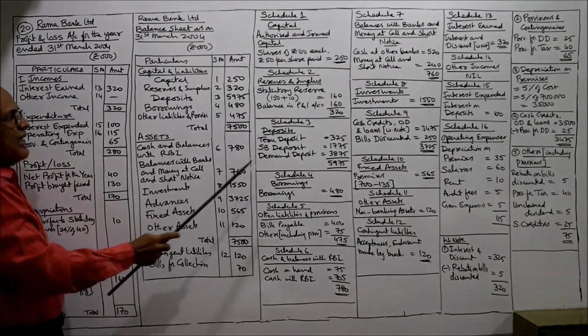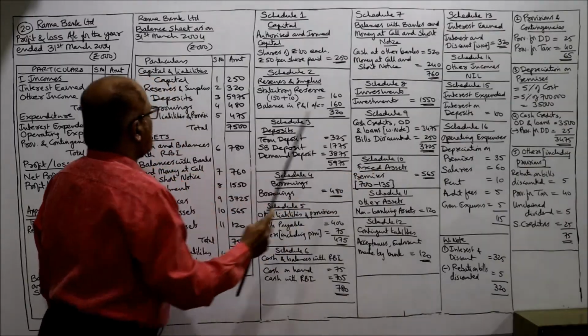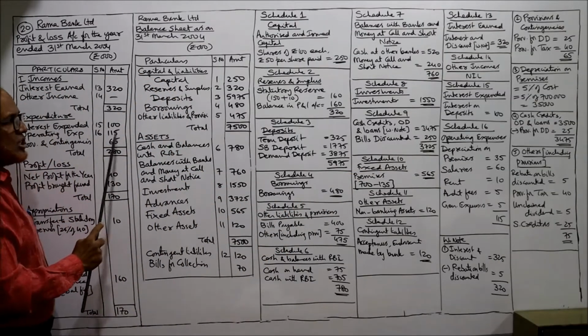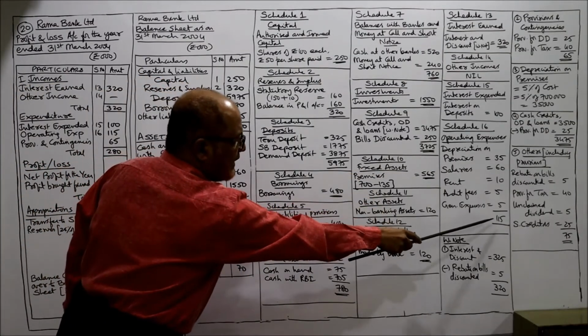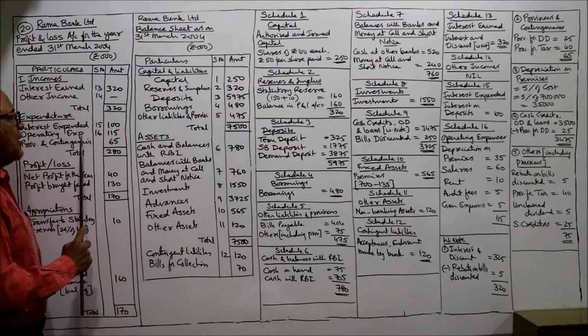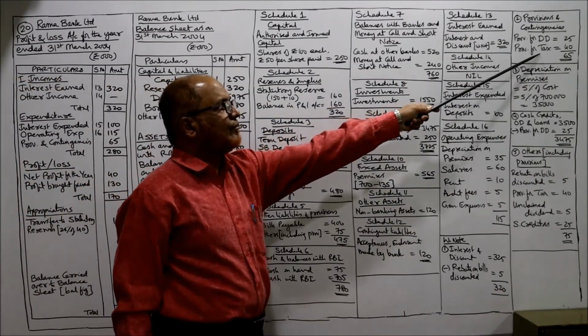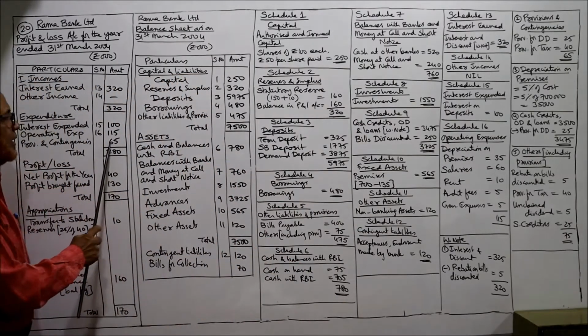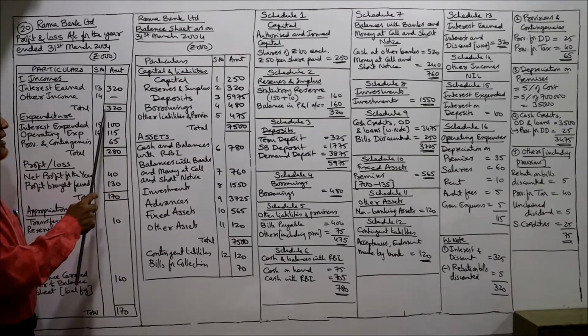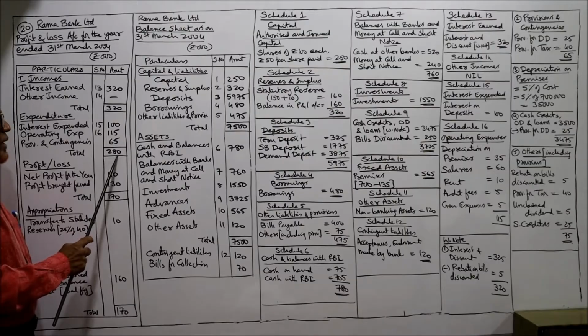Interest expended, 15th schedule, 100. So I have taken 100 here. 16th schedule, operating expenses, 115. Here I have taken 150. Provisions and contingencies in working note, 65. I have taken 65 here. Total is 280. So income is 320, expenditure is 280.